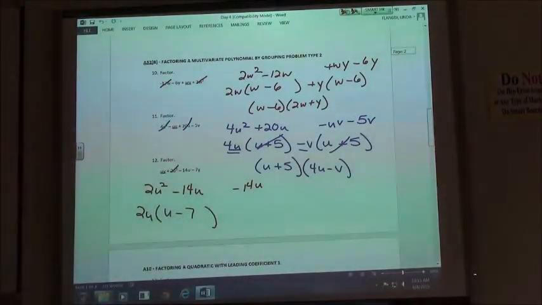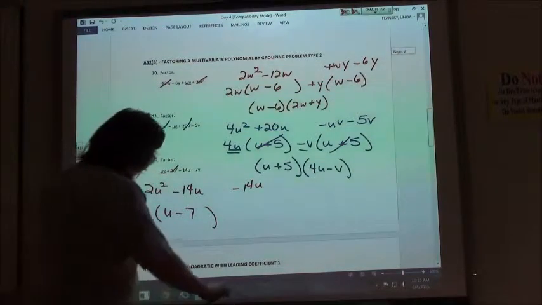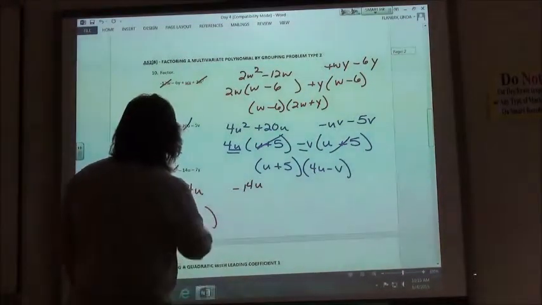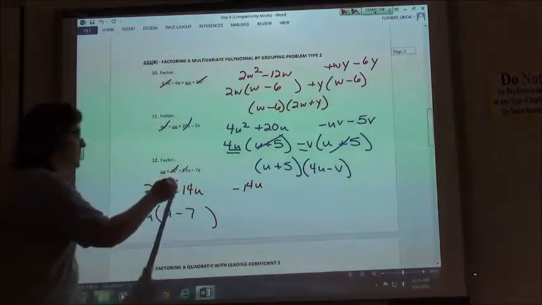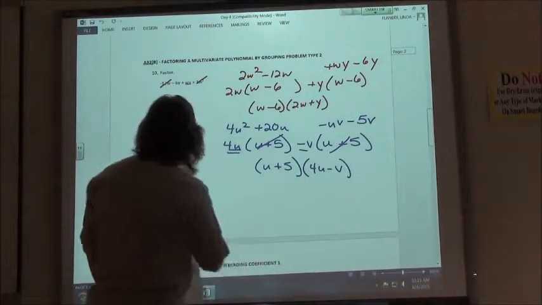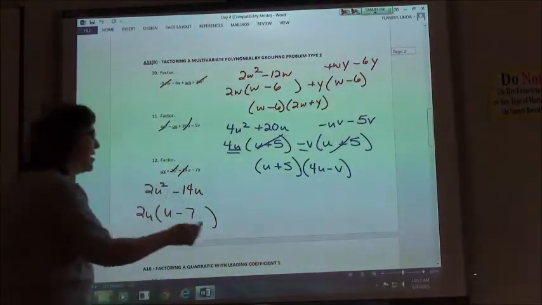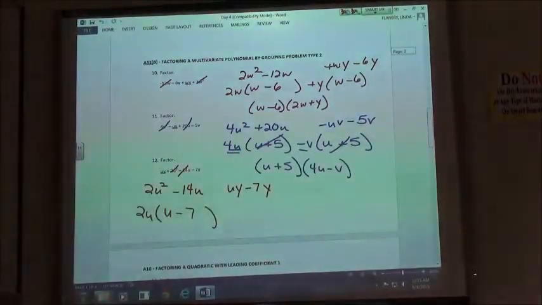What in the heck did they do with this one on me? That's not going to factor. Was that supposed to be a y and I just can't read? Oh, minus 14u and u. Oh, I'm losing my mind. Just yell at me.